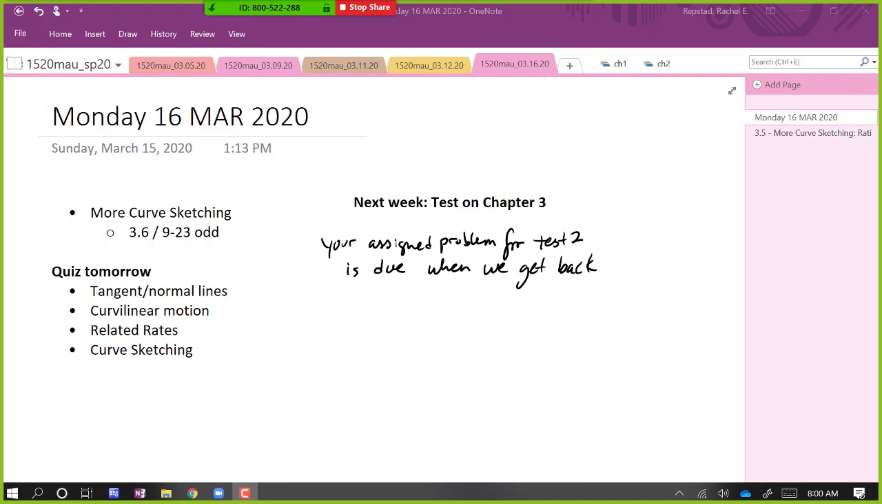Everybody's obviously on Canvas, but I don't know if you all have the app or if you check it, but that's a great way to be in touch and to have access to the materials that are posted.